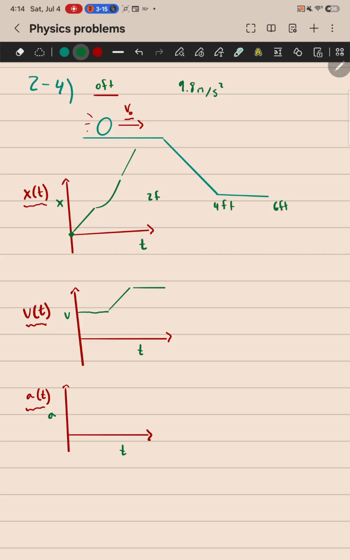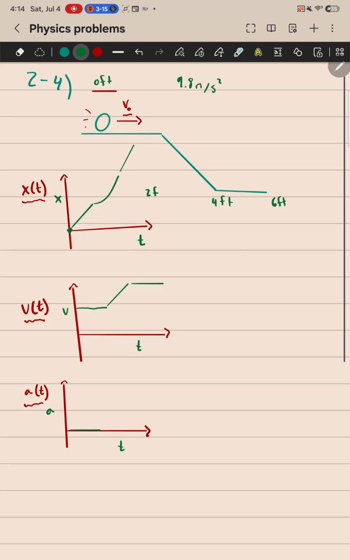And finally, for our acceleration, we have an initial acceleration of 0 because our velocity is not changing. So for the first 2 feet, we're just down here. Then things get interesting when we hit that 2 foot mark and we start to accelerate. Our acceleration is 9.8 meters per second squared, and that'll actually be a jump change here. And then once we hit 4 feet, we'll come back down and our acceleration is now 0 again.